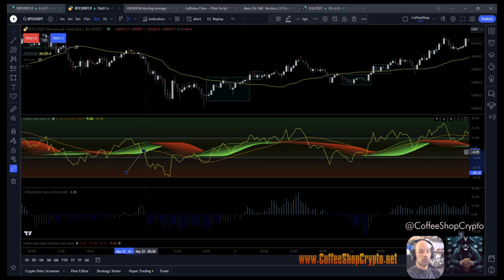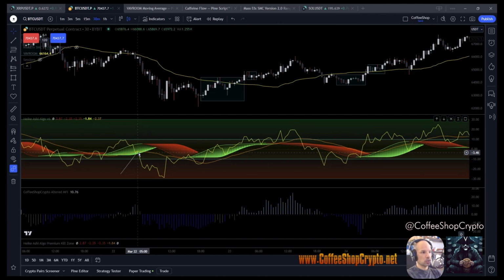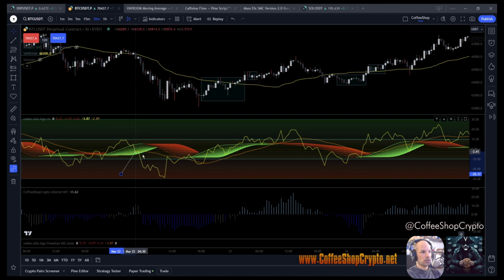This is not a proper entry for a short yet because the liquidity ribbon is still showing that you have bullish activity. And over here, it starts showing bearish activity. But if you look down at the altered money flow, you'll see that at this point, you're also getting bearish money flow here as well.